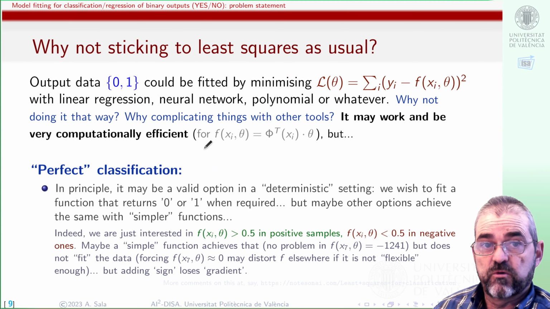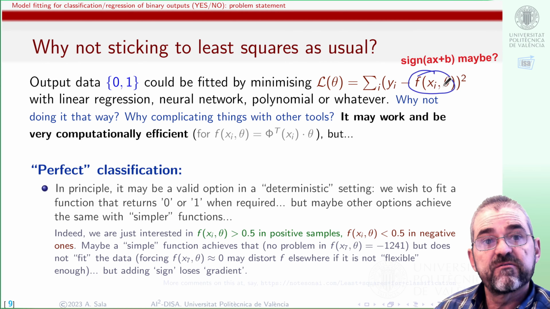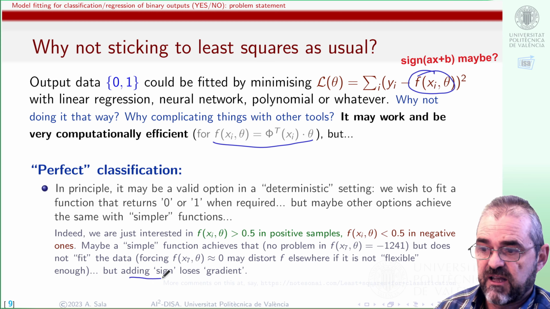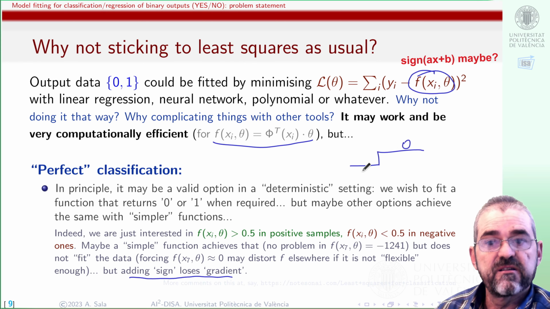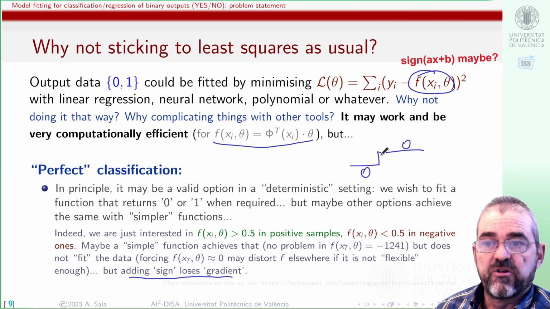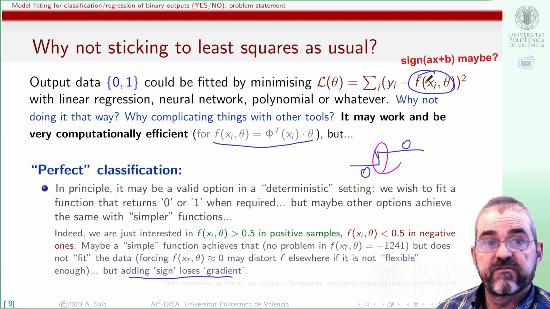So our conclusion is that, in principle, least squares in a deterministic setting for perfect classification may be a valid option, but F must be more complicated, including sign or whatever. So it will not be that easy to fit, because adding sign loses gradient information: the sign of F has zero gradient here, and it's non-differentiable at the jump. So gradient-based methods can be confused when trying to optimize this kind of index.